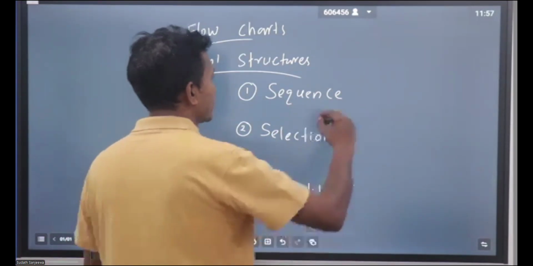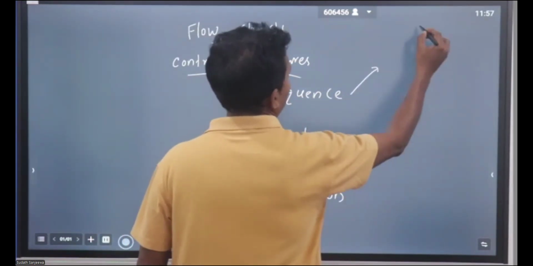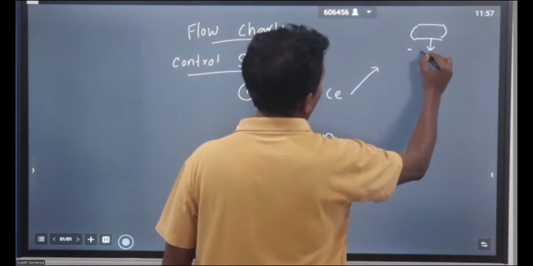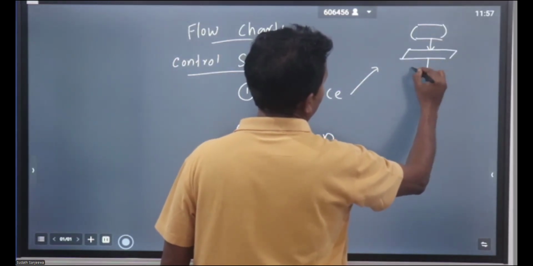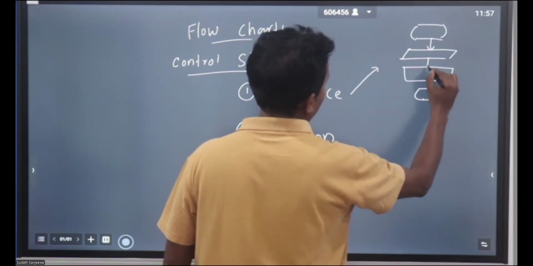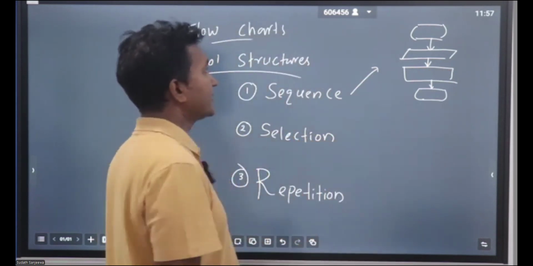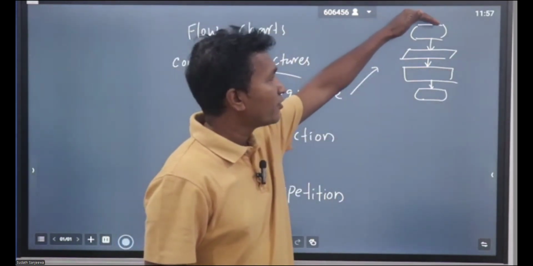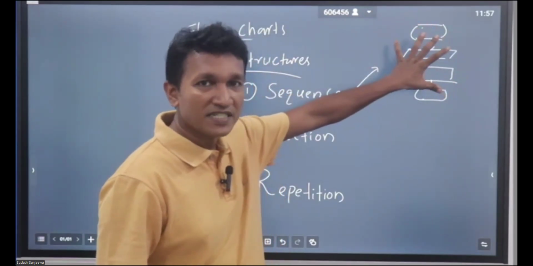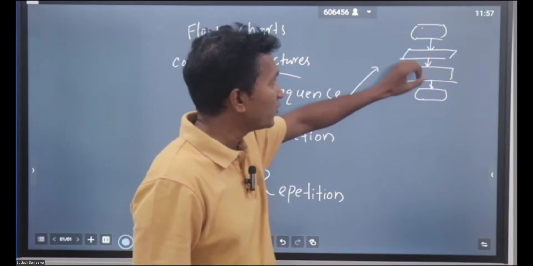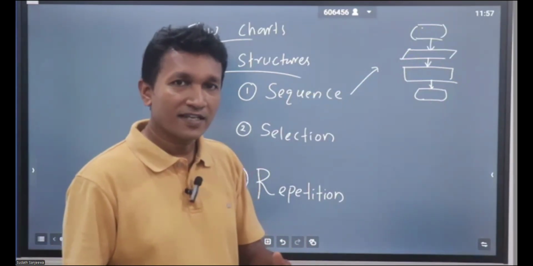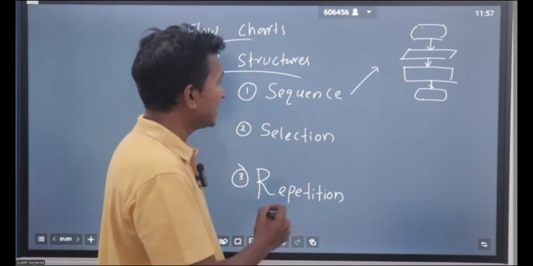In sequence flowcharts, there is nothing special. This type of flowchart is there. The flow is going from start to end without any special things, right? When the flow just goes from start to end without anything special, we call it a sequence. This is sequence. But what is selection?